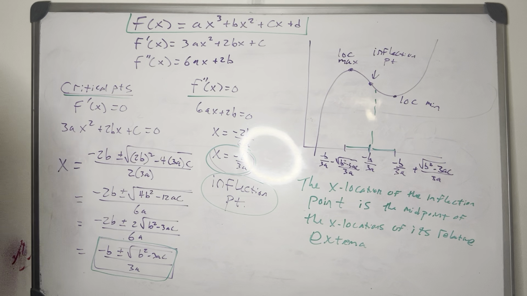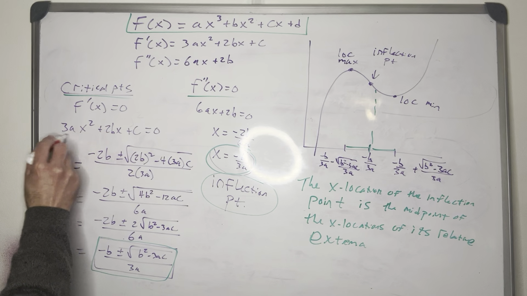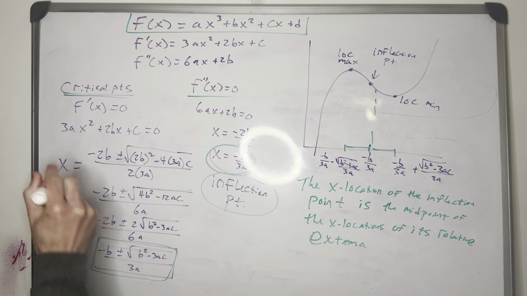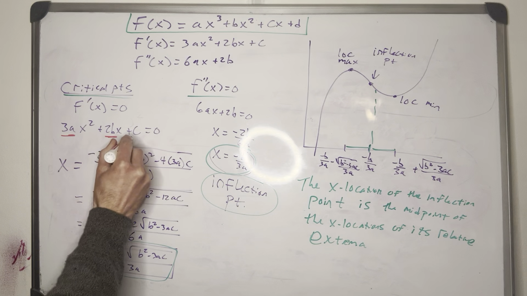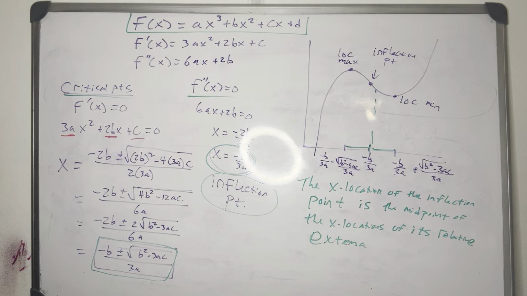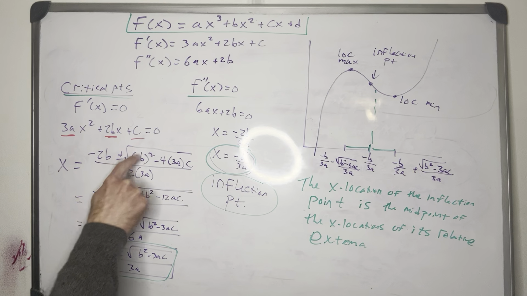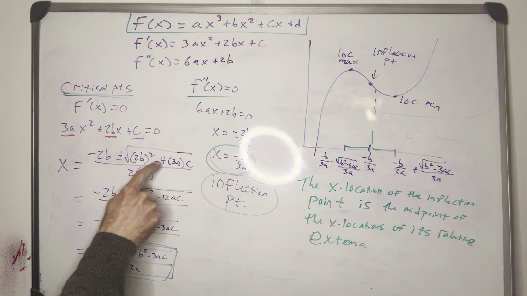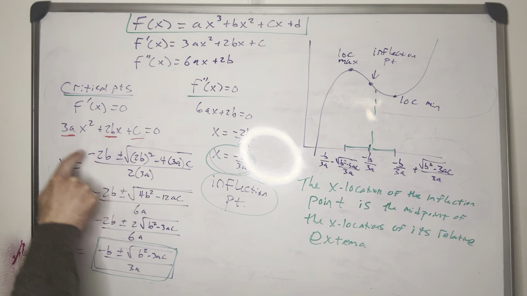But with the A's and B's, you have to be a little careful. So you see that your A is actually 3A, and then your B is 2B, and then C is C. Okay, so it's negative B plus or minus the square root of B squared minus 4AC, all over 2A.